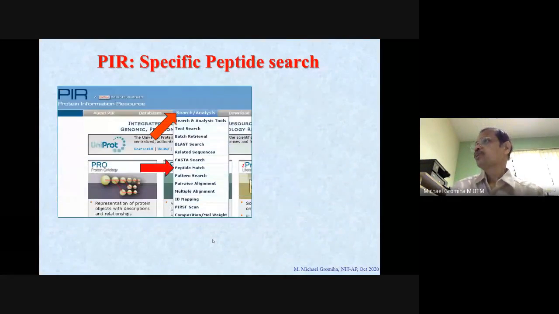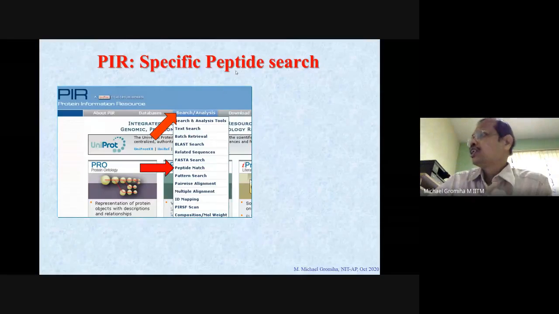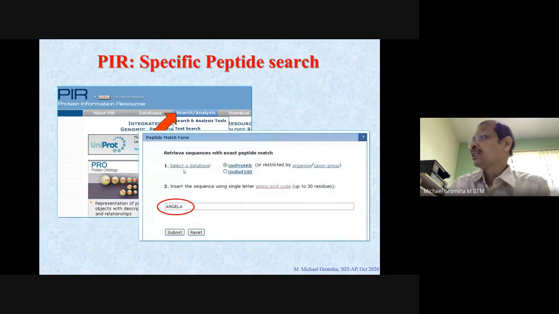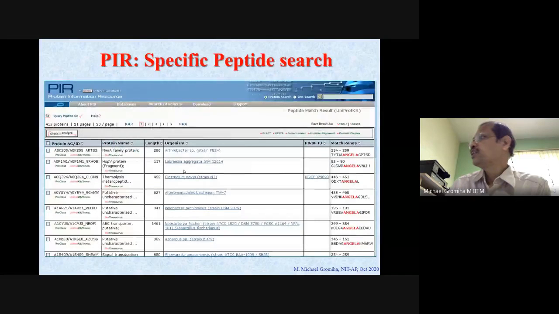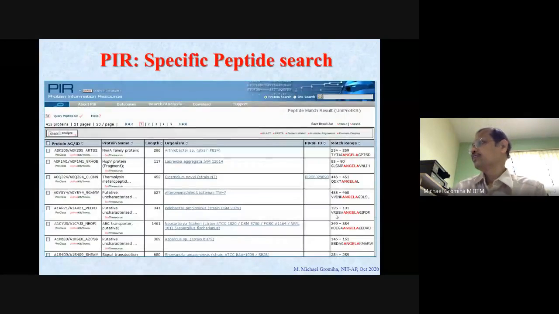This is the last one I will show you in 2 minutes. There is the specific peptides search. Right, this is a pattern search. Any specific peptides you can search. Go to this peptide here, and then here this is your peptide, and you go here, and you can see all the peptides. Okay, I think I'll stop here.